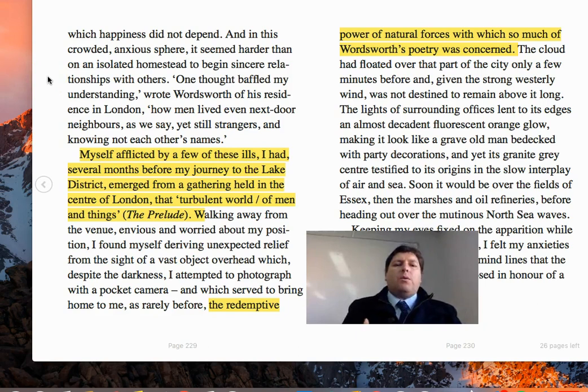After we go through how Wordsworth felt, we have here, it seemed harder than on an isolated homestead to begin a sincere relationship with others. One thought baffled my understanding, wrote Wordsworth of his residence in London. How men lived, even next door neighbours, as we say, yet still strangers, and knowing not each other's names.